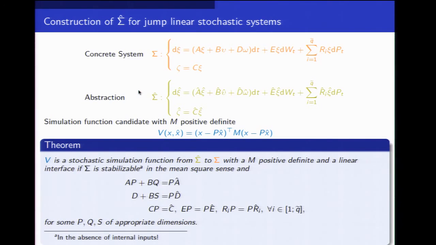Unfortunately, it's not anymore like the non-stochastic if and only if. It's only sufficient. I'm working on whether we can extend it to make it if and only if. So V is a stochastic simulation function from this system to this one, with M positive definite and a linear interface, if this system is stabilizable in the mean square sense. Of course, when I say stabilizable, you need to put the internal input to be 0.